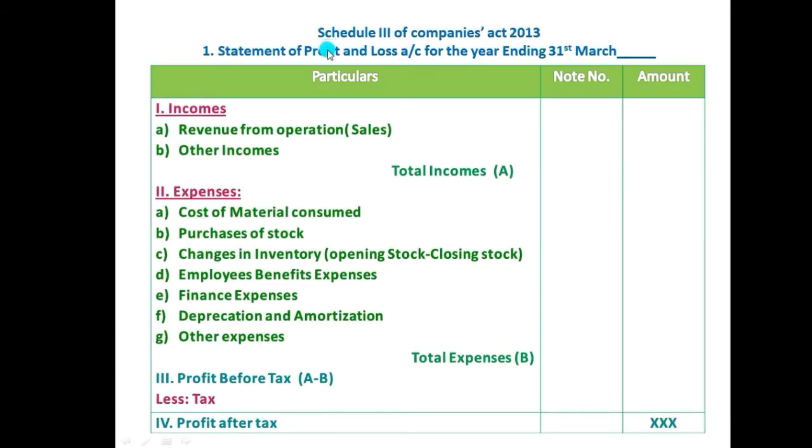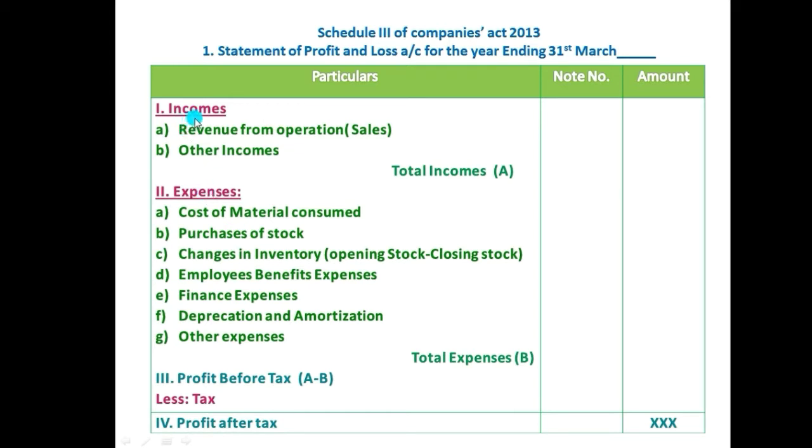Now we will see the statement of profit and loss account according to Companies Act 2013, Schedule 3. Number 1, statement of profit and loss account for the year ending 31st March. So we should write the heading. Then we should make the format of particulars, note number and amount. The statement of profit and loss account is basically divided into two: one is incomes, another one is expenses.